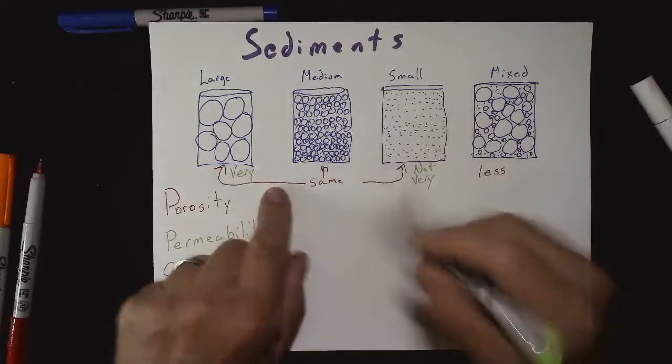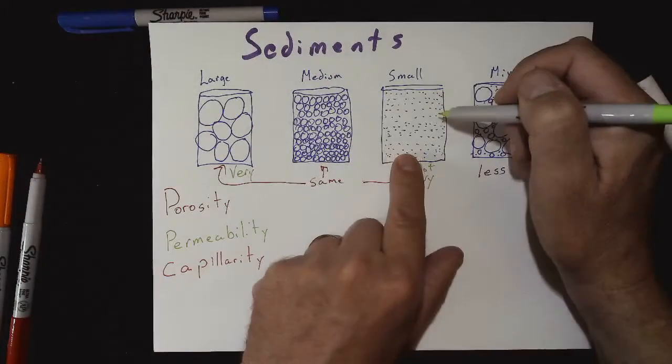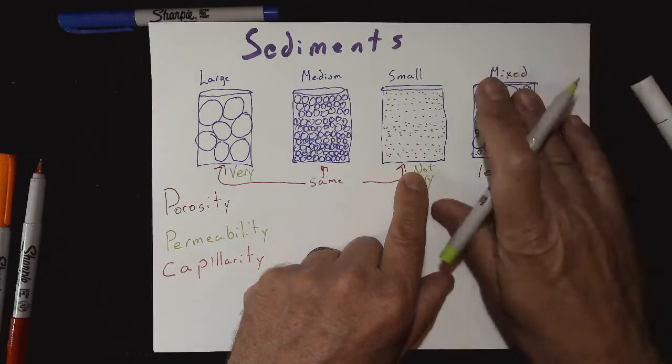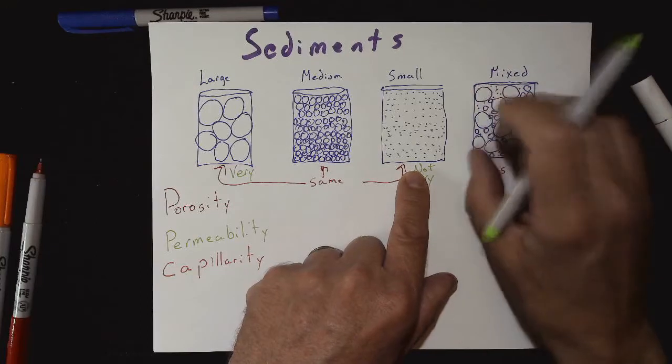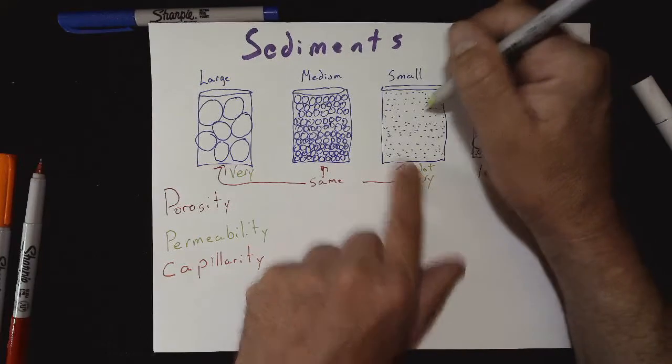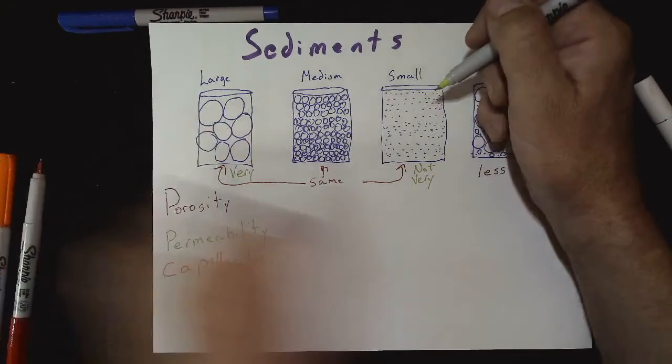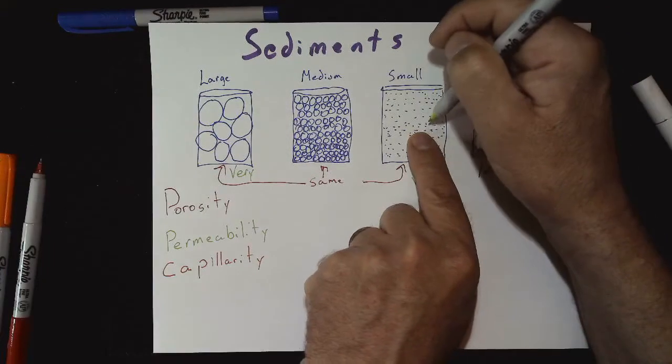And the smaller the particles, the less and less permeable it is. We don't have to worry about permeability here. It would be somewhere in the middle. But large permeability when you have large particles, small permeability when you have small particles.